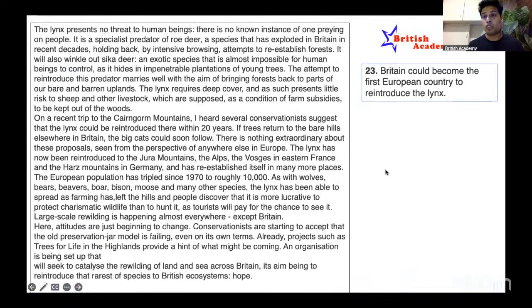So for any theory based question that is being given to you, this is the strategy that you would be implementing. Now we'll be moving ahead to the next set of questions, which is known as true, false, and not given. Sometimes they call it true, false, and not given. Sometimes they call it yes, no, not given.